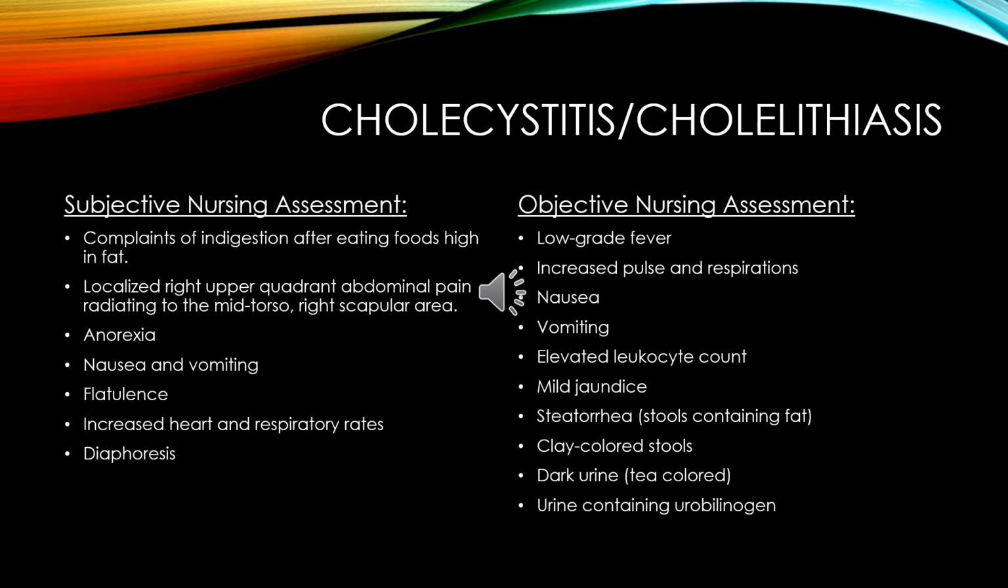right scapular area. The objective nursing assessments for this disease, you'll probably see a low-grade fever. They will have increased pulse and respirations, nausea and vomiting. They'll have an elevated white count. They'll probably have some jaundice, steatorrhea, which is just stools in which you can actually see the fat content. They might have some tea-colored urine or clay-colored stools.